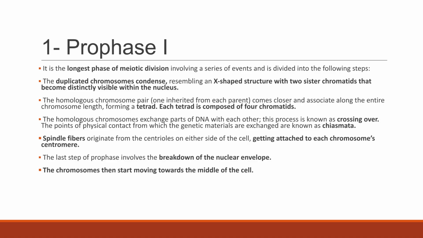Prophase 1 is the longest phase. Duplicated chromosomes condense, forming a tetrad with homologous pairs. Crossing over occurs, where homologous chromosomes exchange DNA at chiasmata. Spindle fibers attach to the centromeres, the nuclear envelope breaks down, and chromosomes move towards the center.